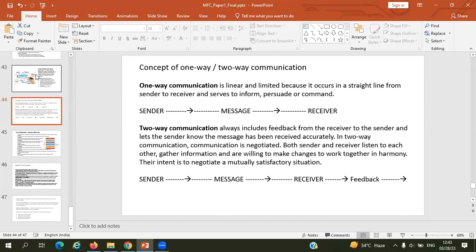We will end the class here. Next class we will complete this chapter, one way and two way. If there is anything pending in the communication, we'll complete it in the next class. Thank you.